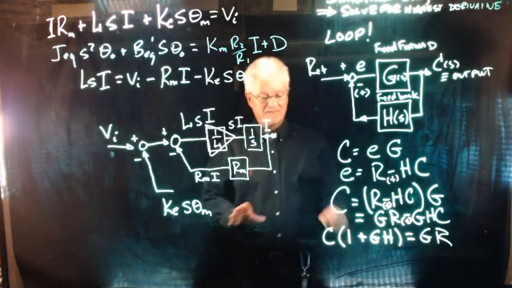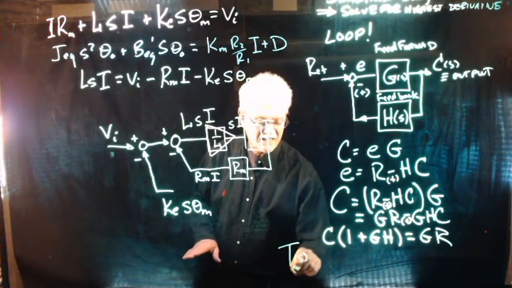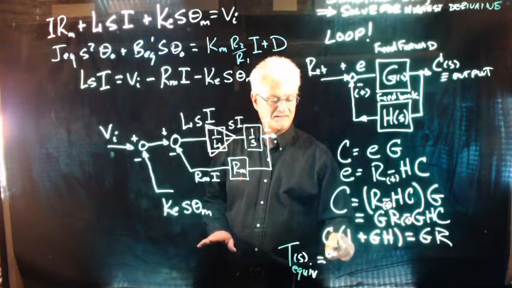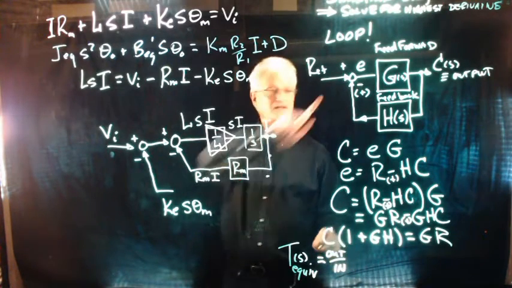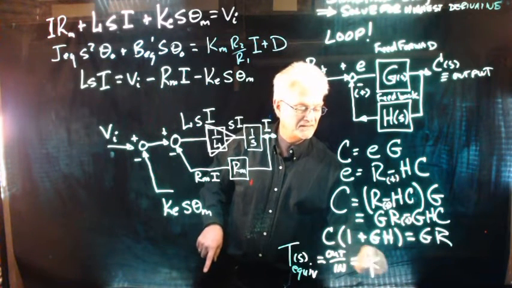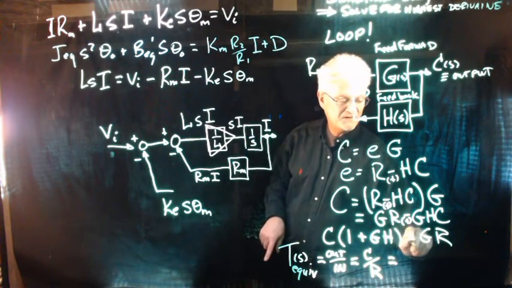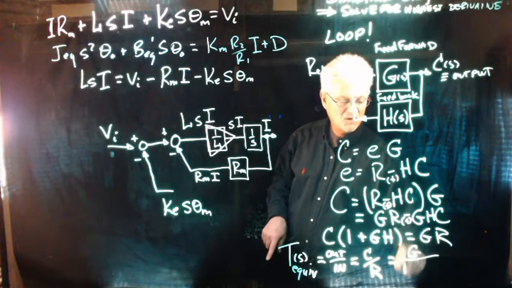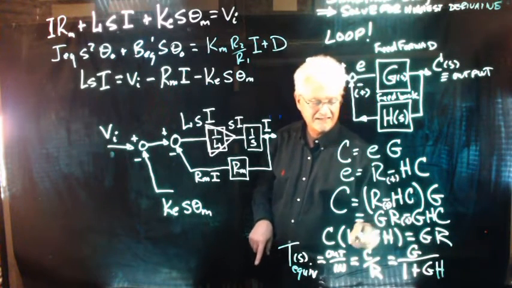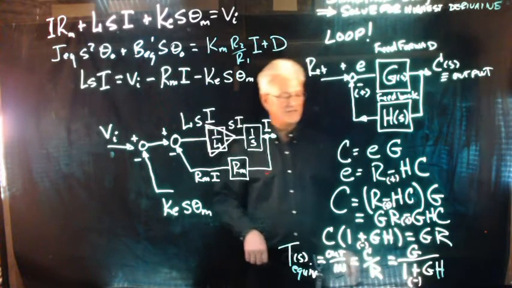Now, oftentimes I'm looking at the equivalent transfer function, T of S equivalent. That is the output over the input, and for this little loop the output is C and the input is R. So I can also put it this way: G over 1 plus GH. Again, I didn't carry along my minus sign here, but I'll leave that.